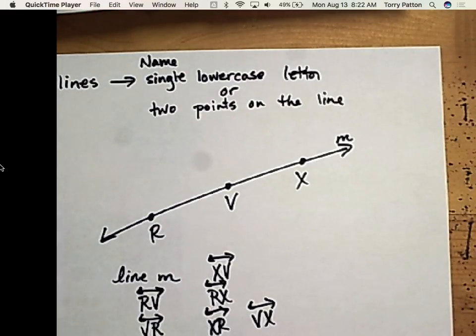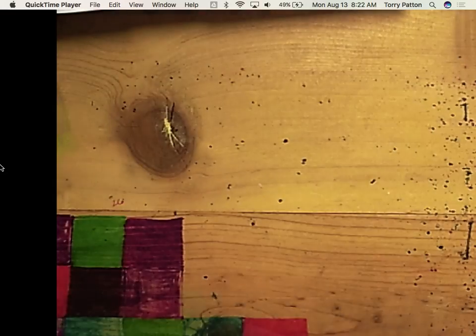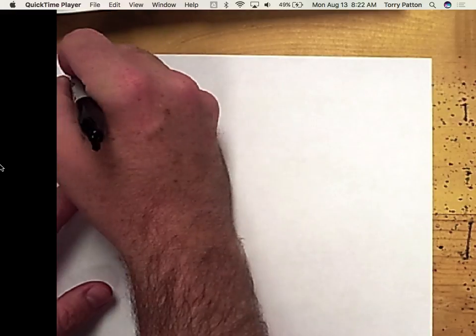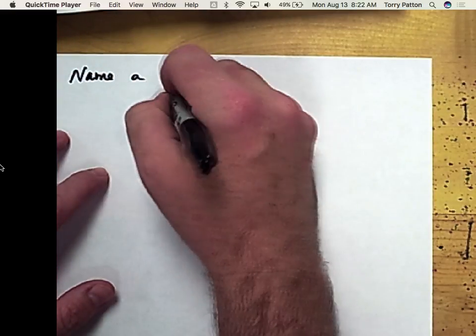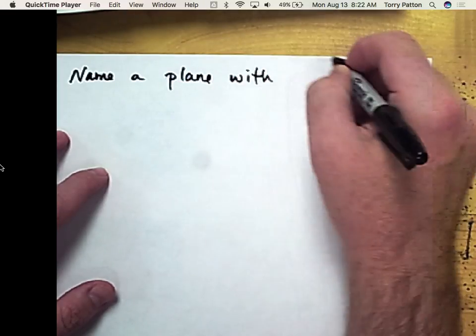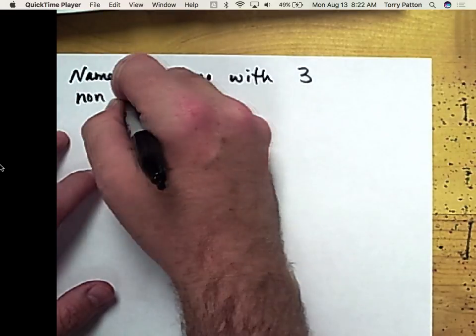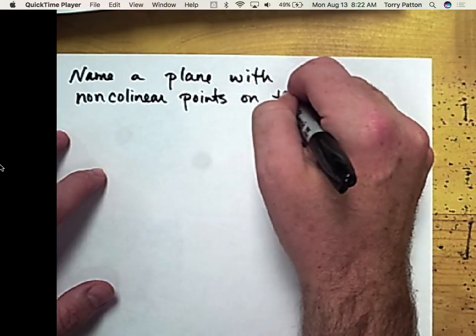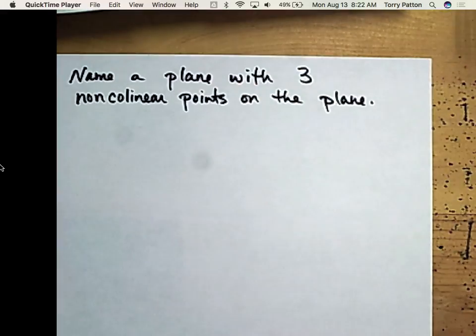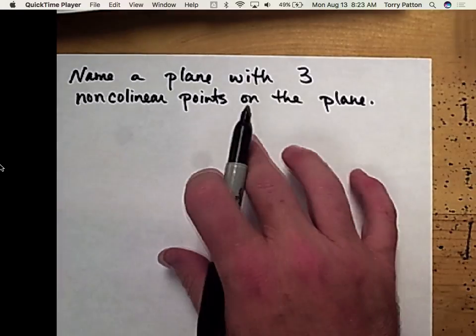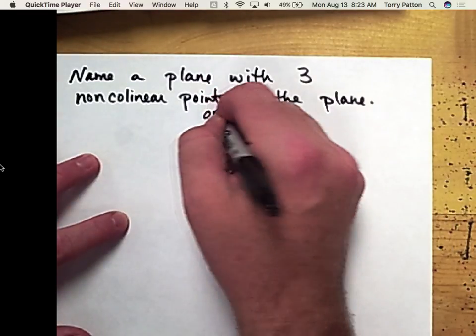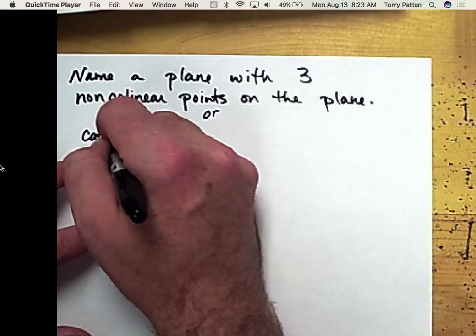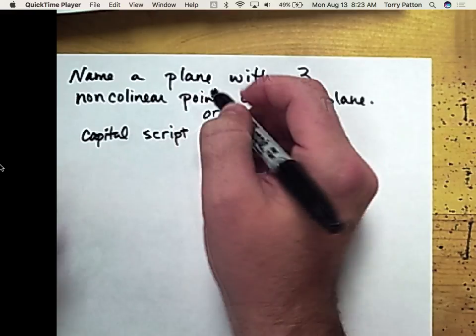Lastly, how to name a plane. Okay, you name a plane with 3 non-collinear points on the plane or a capital script, which is a fancy way to say cursive letter.